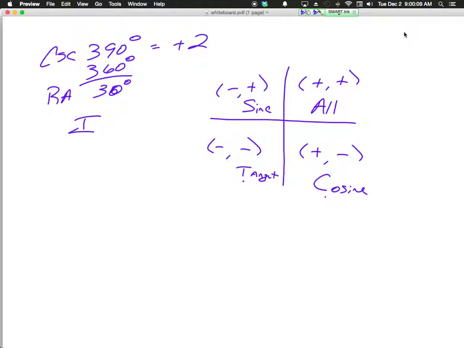Now, what goes with sine? Cosecant does. What goes with tangent? Cotangent does. What goes with cosine? Secant. Now, in these three, in quadrant 2, 3, and 4, the two that are listed are the only two that are positive. Everything else is negative. So in quadrant 2, sine and cosecant are positive. Everything else is negative. In quadrant 3, tangent and cotangent are positive. Everything else is negative. Here in 4, cosine and secant are positive. Everything else is negative. And then in quadrant 1, it says all are positive.